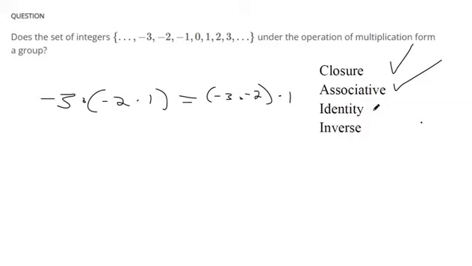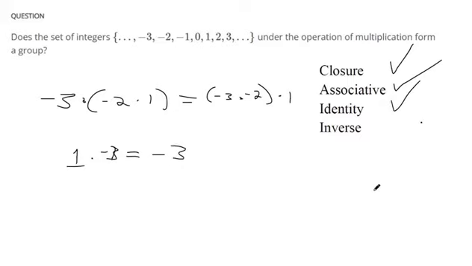The identity element needs to be present. That means there needs to be an element so that you can multiply it to any other element and get that other element as a result. So that identity element, we've also studied that in math. It's 1. If you multiply any number by the number 1, you get out that same number. The identity property is happening.